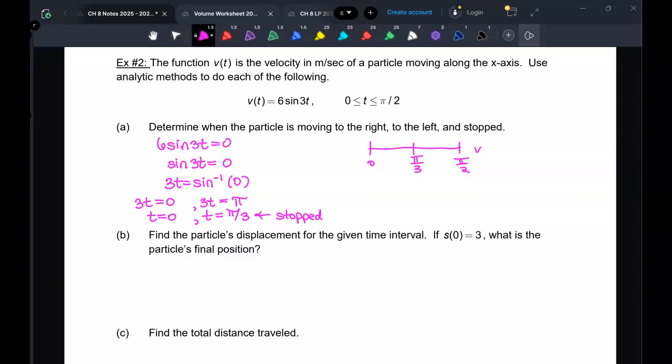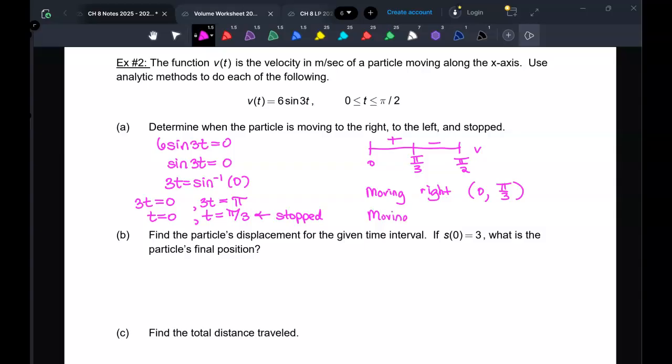So pi over 3. Okay, between 0 and pi over 3, is velocity positive or negative? Positive. Then negative. Okay, so it's moving to the right. Now this time I'm not going to include the 0, because 0, technically the particle was stopped. So I use parentheses 0 to pi over 3.